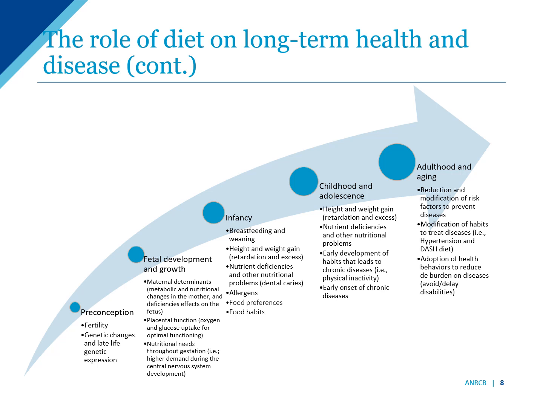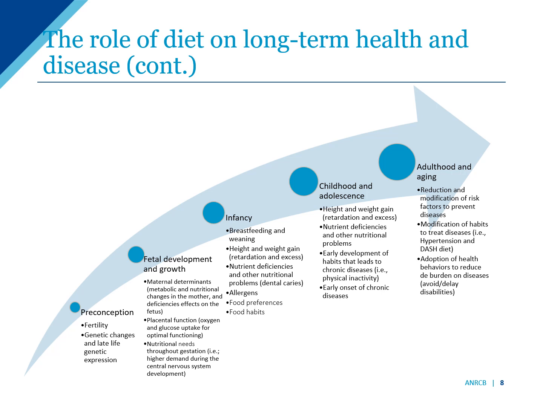During infancy, breastfeeding and weaning, along with food preference and food habits development, are three of the main areas where nutrition has an important role, parallel with height and weight gained, and also with nutrient deficiencies and other nutritional problems. In this stage of life is also where we start seeing some of the allergies where nutritional immunology is fundamental.